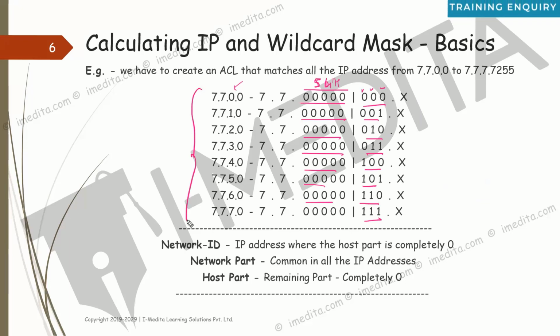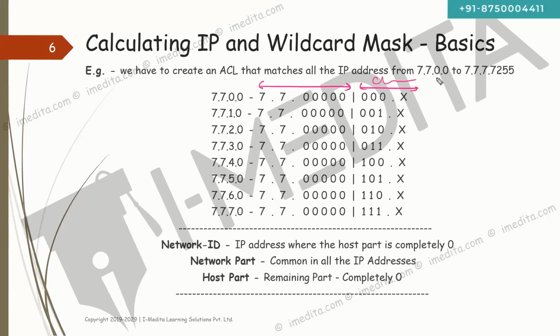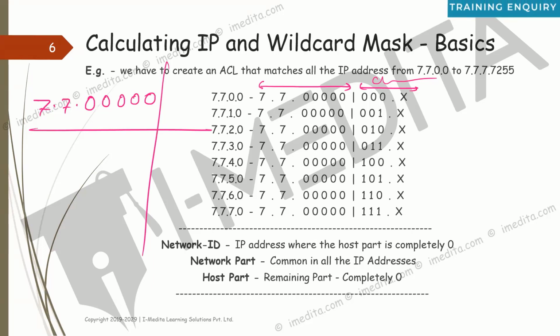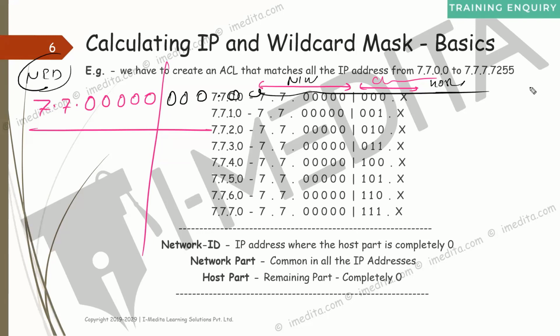So in all the IP addresses, this part is common, and this part is the part that is changing. I have to write down this common part as it is, 1, 2, 3, 4, 5, and the part that is having different values, I'm going to consider as the network part, and this last part is what we are going to consider as the host part. And if I want to write down the network ID, the host part should become all 0.